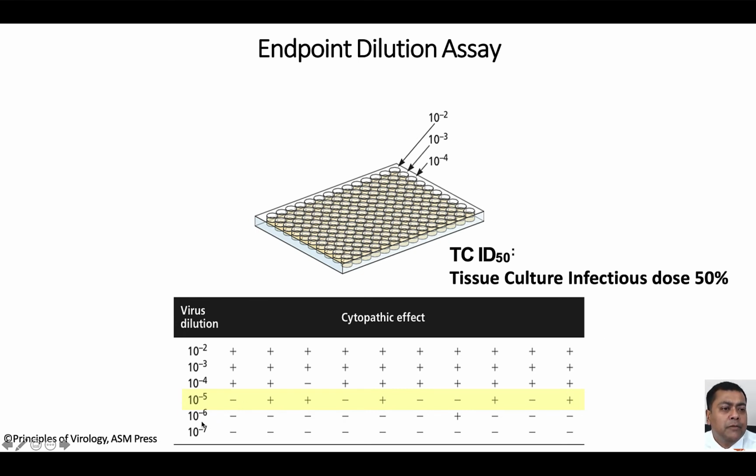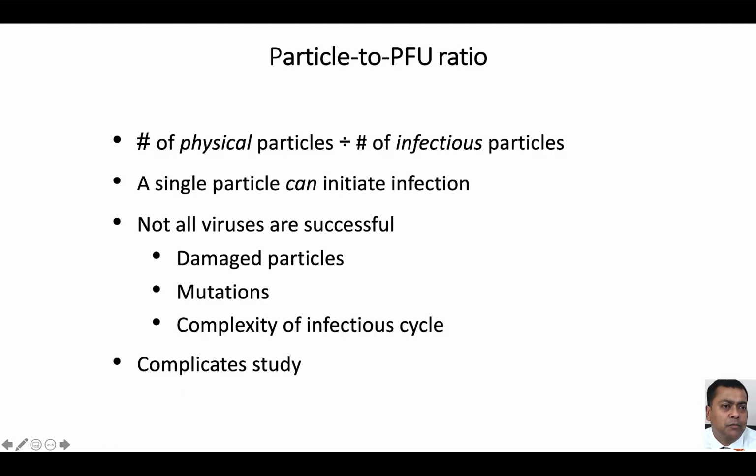And you can see that if you go above that, -6 or -7, right here, you do not see many cells infected. You see just only one well which is infected with a virus at 10 to the power -7, and none of the other wells are infected by the viruses. So this is also another type of assay that you can do.